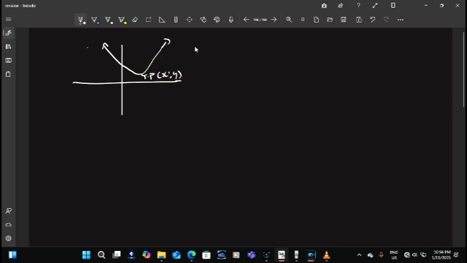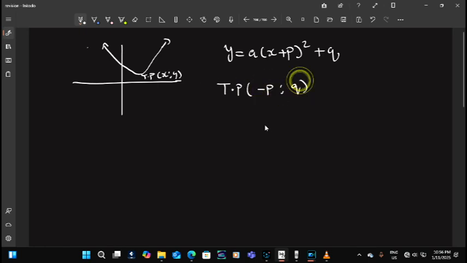Now if we want to find a turning point, we have another form of a parabola, that is a into (x plus p) all squared plus q. Okay, whereby TP is the turning point, and its x value is minus p, and its y value is q.